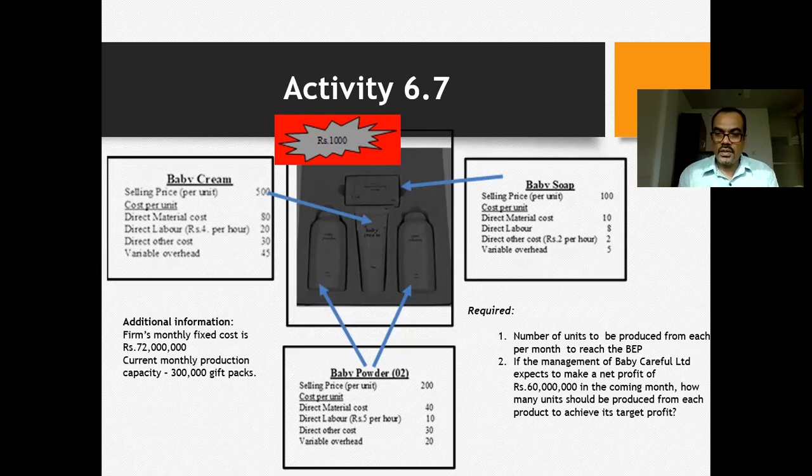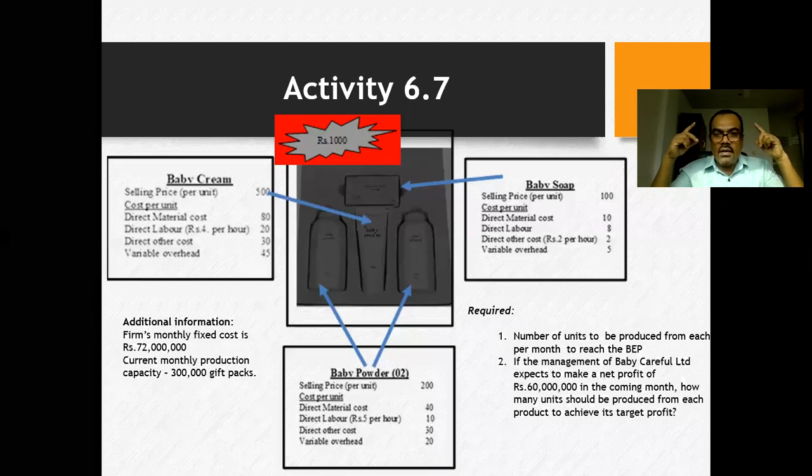Number of units to be produced from each product per month to reach BEP. Or before that, if you wish, you can calculate the number of bundles to be manufactured to break even. Then you can think of the number of units, total units. First, you can calculate the total units for the month to break even. Then the total units can be divided into 3 products. So that is number 1. Logically, think rationally. Don't follow any formulas and all those things. You can make it because you have this idea in your mind.